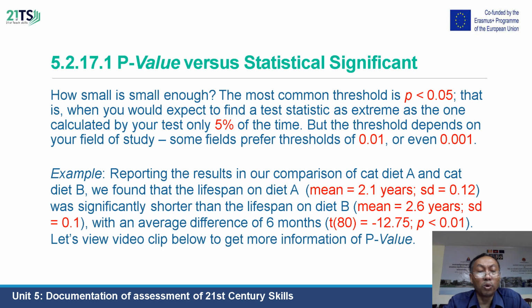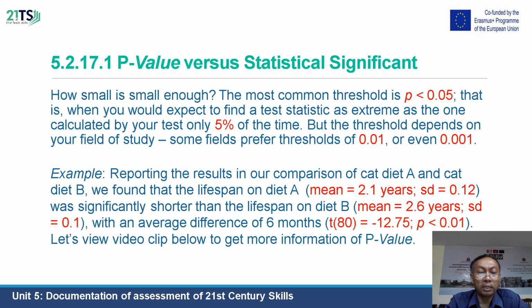How small is small enough? The most common threshold is a p-value less than 0.05. That is, you would expect to find a test statistic as extreme as the one calculated by your test only 5% of the time. But the threshold depends on your field of study. Some fields prefer thresholds of 0.01 or even 0.001.